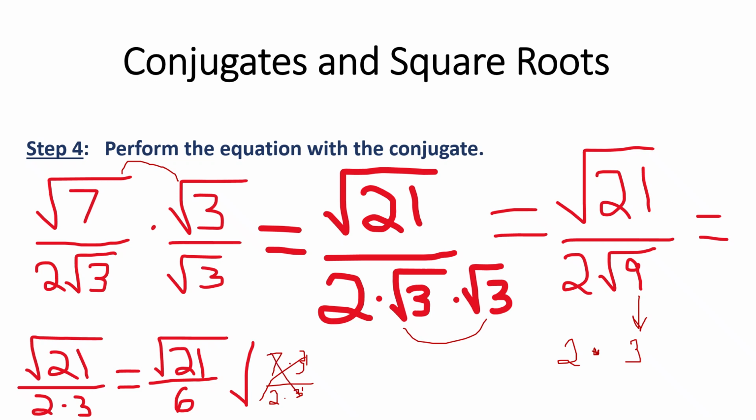But we're not there yet. We're just doing simple conjugates. Okay, so that's the answer, square root of 21 over 6.